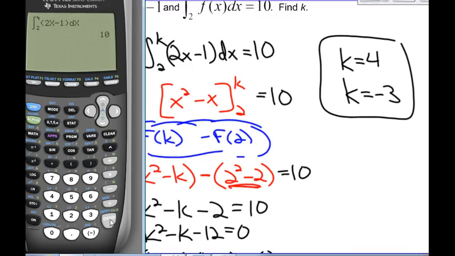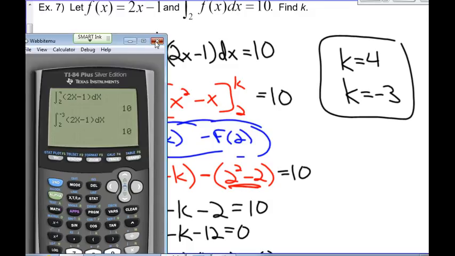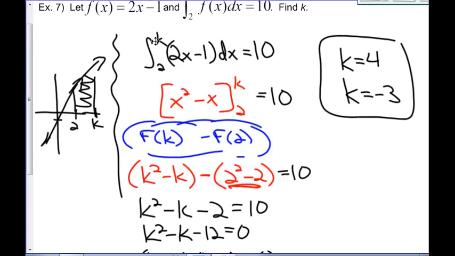Now, that one didn't surprise us. Let's try it the other way around. If I do the definite integral from 2 up to negative 3, that's weird, but it does have meaning, of 2x minus 1 dx. Will this give us 10? Yes, it will. So those solutions are appropriate. And you didn't need to check with the calculator. They're going to work out because the algebra worked out.